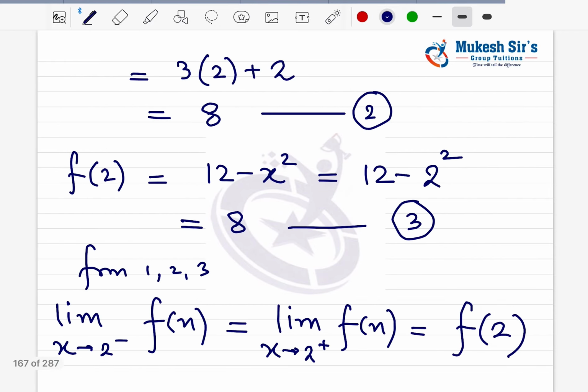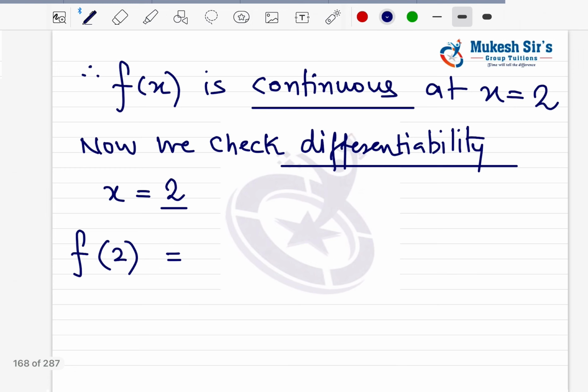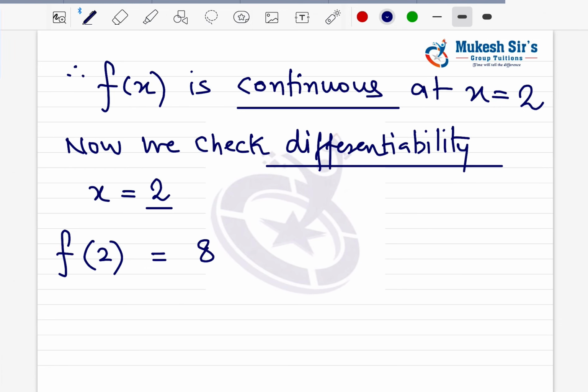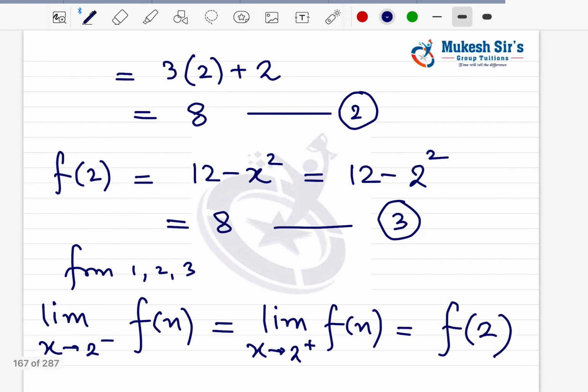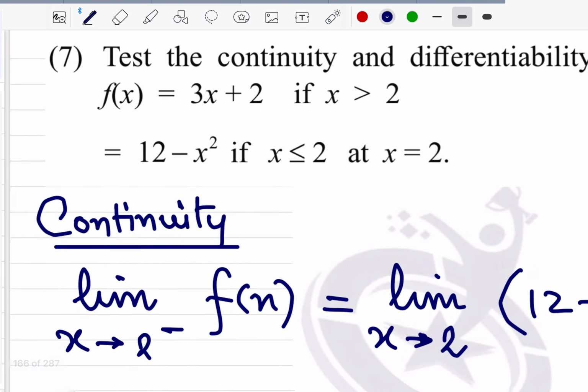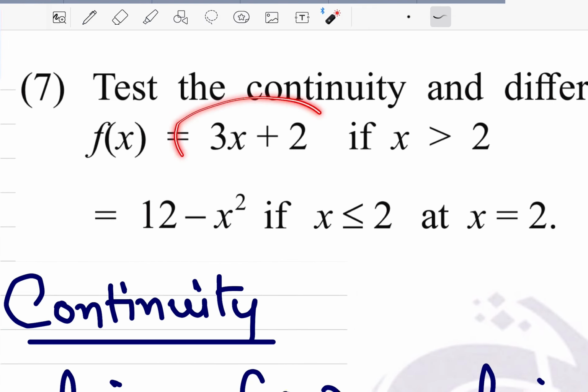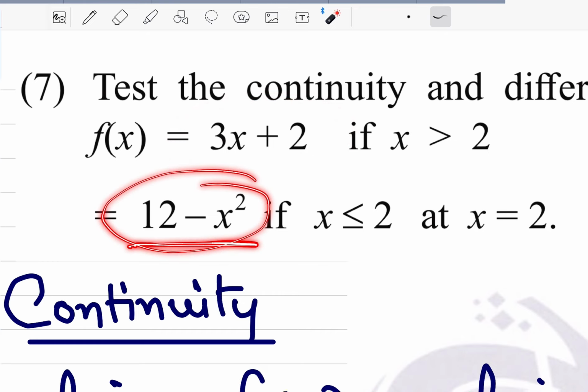Now I'll find f of 2 plus h when x is less than 2. This is for the left hand derivative. So f of 2 plus h when x is less than 2. The function for less than 2 is the second function. So here we have to put 2 plus h. So that'll become what? For less than 2, the function was 12 minus x square.